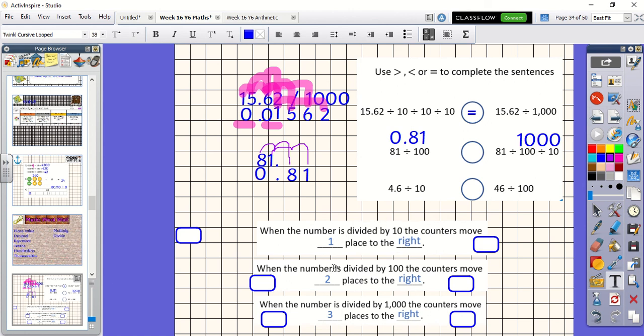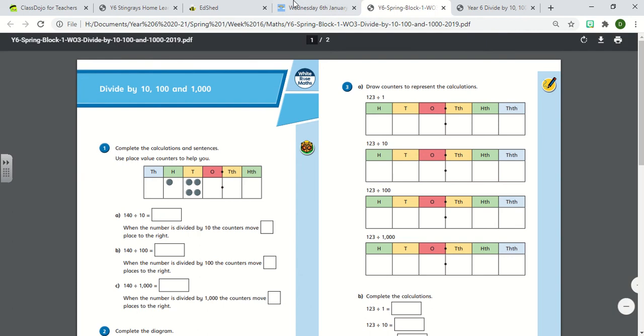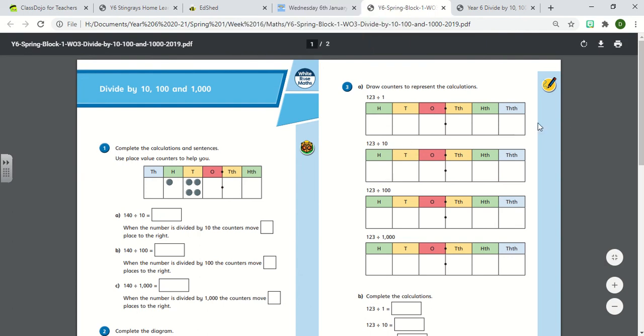How many places you move to the right depends on whether you're dividing by 10, 100 or 1,000. Okay, so do those as your warm-up question. And then for today's work, you are going to be dividing by 10, 100, 1,000 on here.